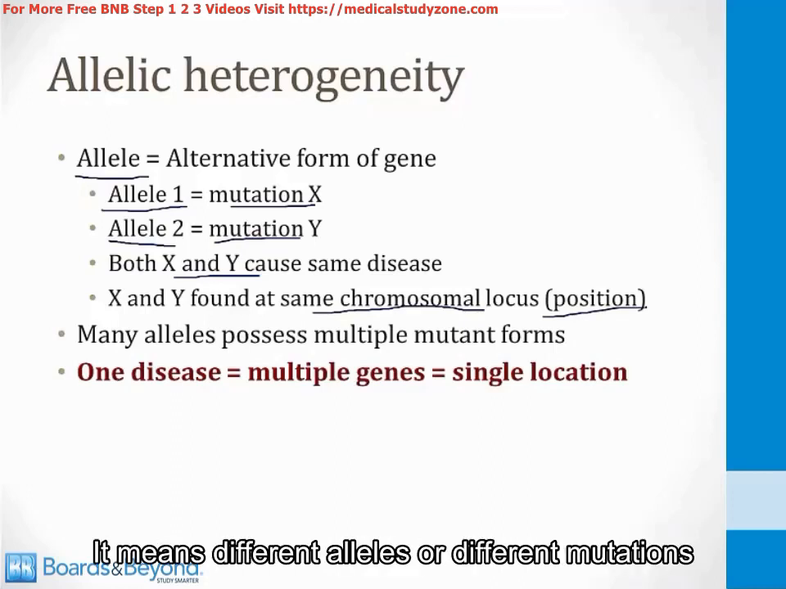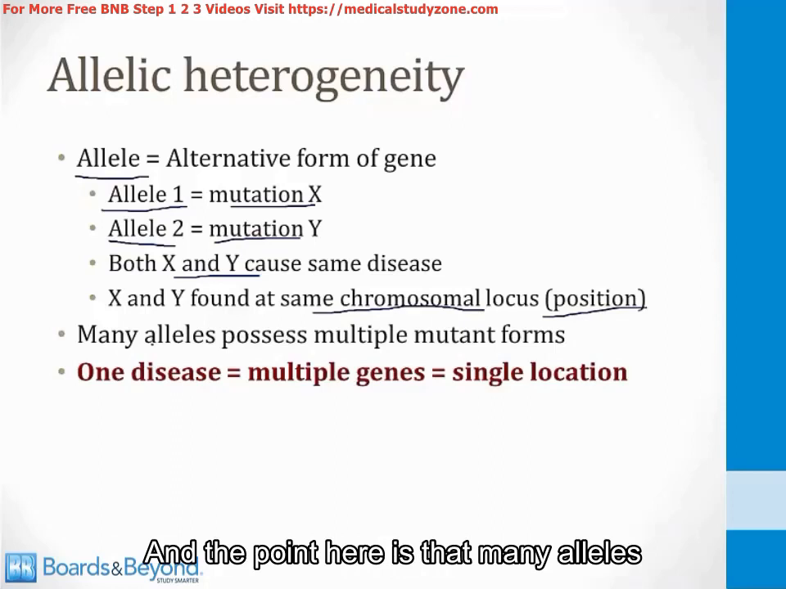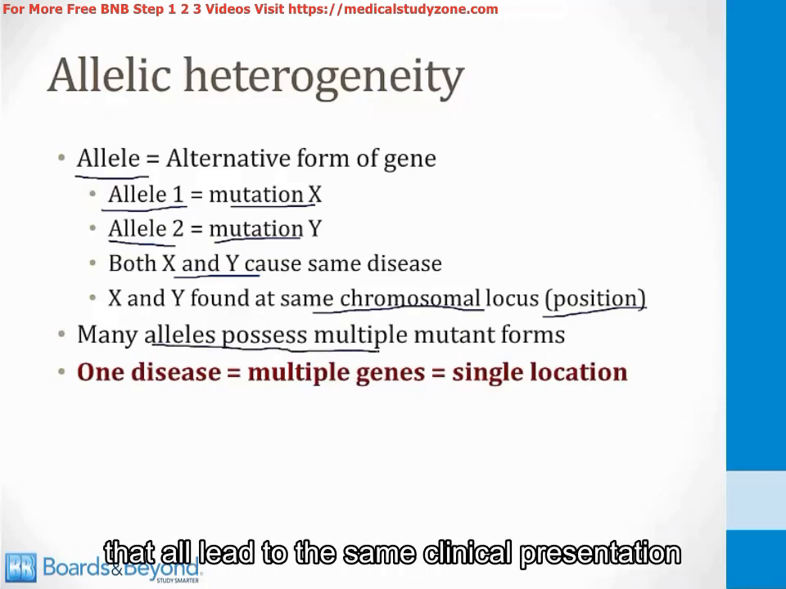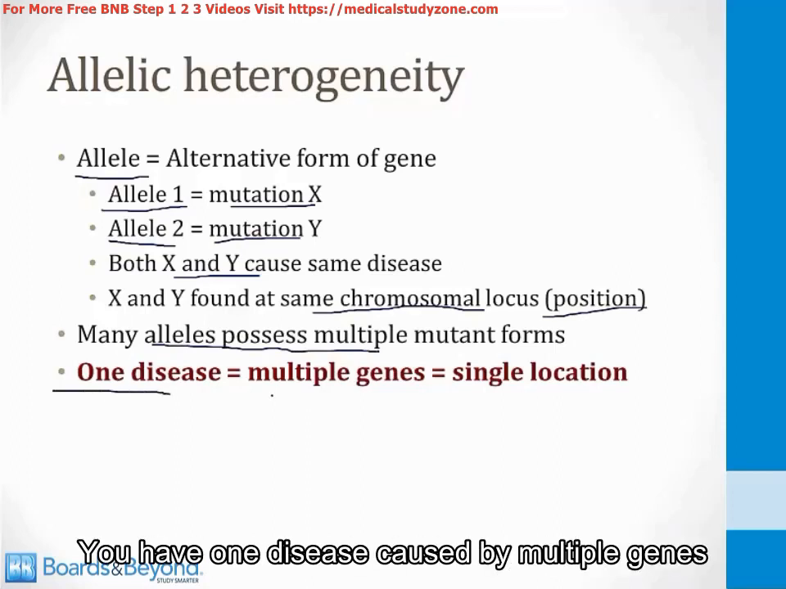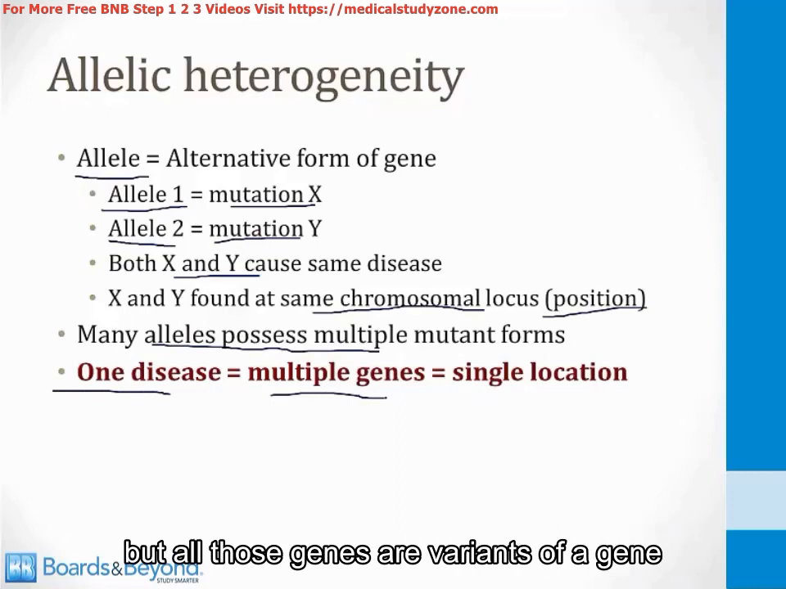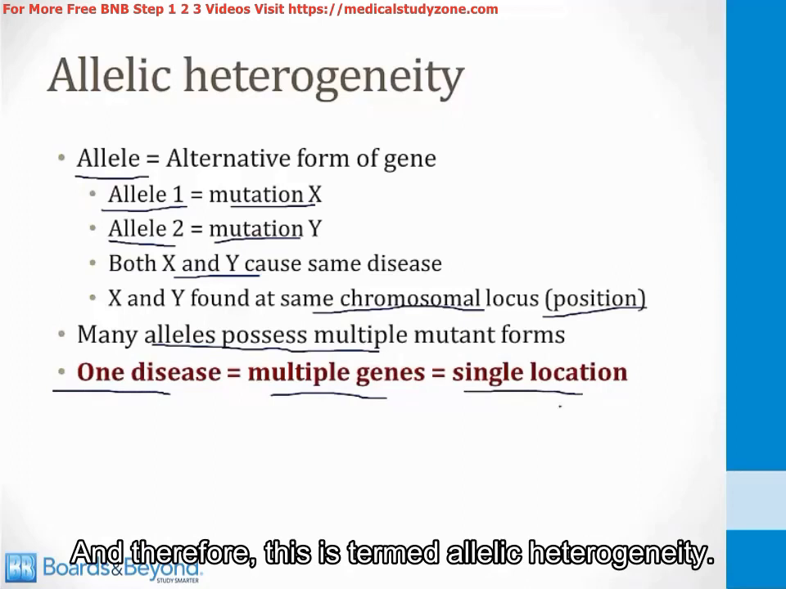It means different alleles or different mutations lead to the same disease. And the point here is that many alleles possess multiple mutant forms that all lead to the same clinical presentation or clinical disorder. So I've summarized this at the bottom. You have one disease caused by multiple genes, but all those genes are variants of a gene at the same location, therefore they are allelic variants, and therefore this is termed allelic heterogeneity.